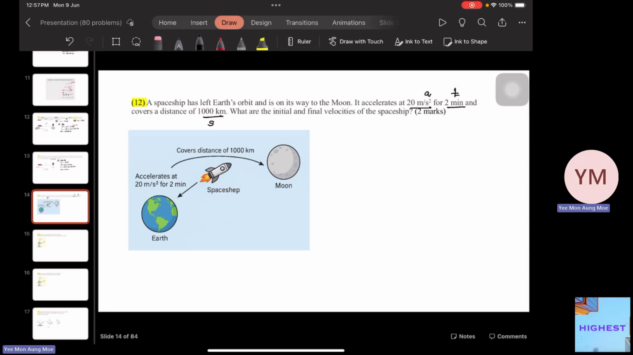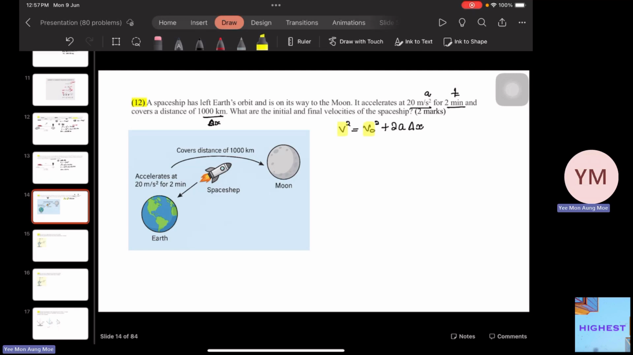We need to find the initial velocity. The distance is given. Let me write this down: x, no, delta x. So let me think. If you use one of the equations, v squared equals v naught squared plus 2a delta x. But for this equation, we still don't know the initial and final velocity.